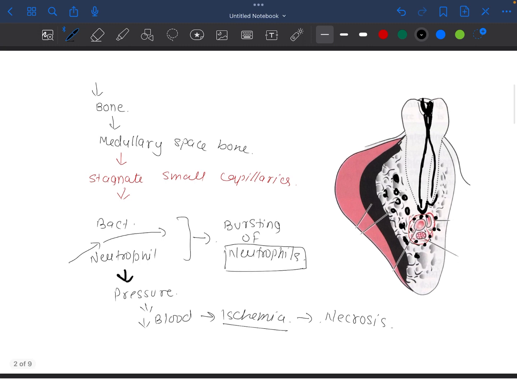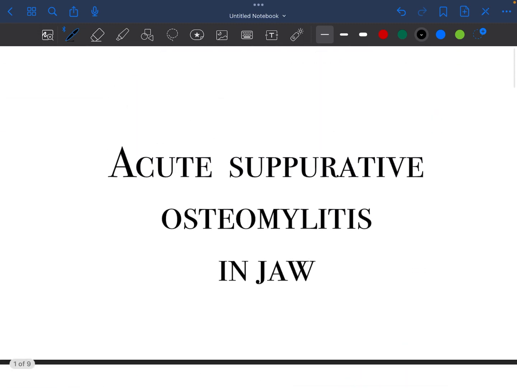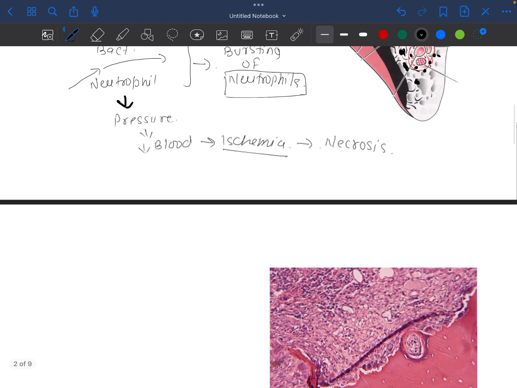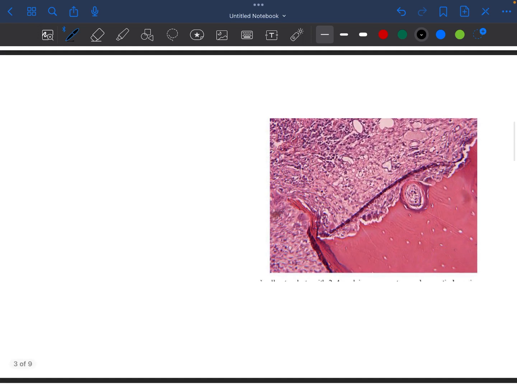So now we come to the naming. Why we call it acute suppurative osteomyelitis: this is acute inflammation because of PMNs or neutrophils, right? And why do we call it suppurative? Because these PMN neutrophils burst out and this will cause pus. So when the patient comes to you, the patient will complain of severe swelling. Why? Because of pus, also because of inflammation.